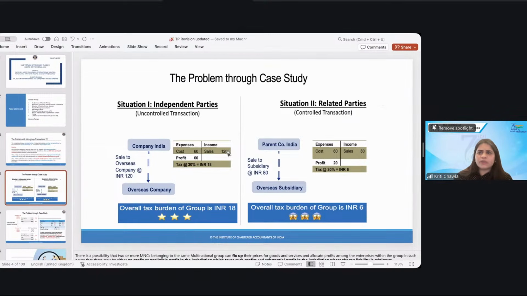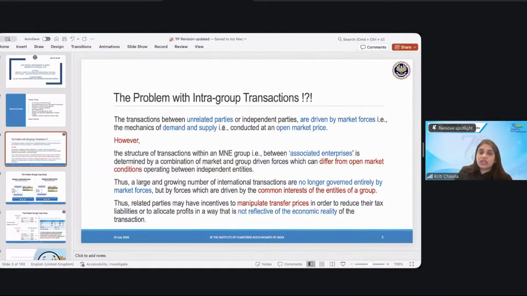Where is this 120 rupees coming from? Well, this is called the open market price. This is the price that is in the market, and this is the price that comes from, as I mentioned here, the mechanics of demand and supply.